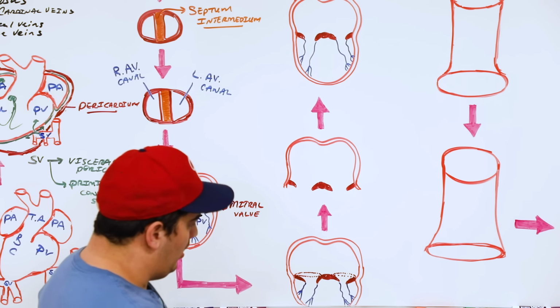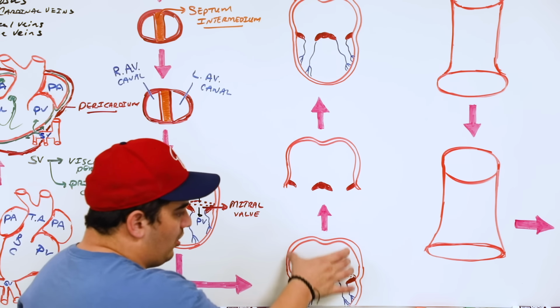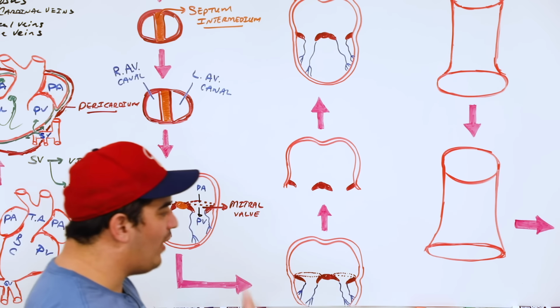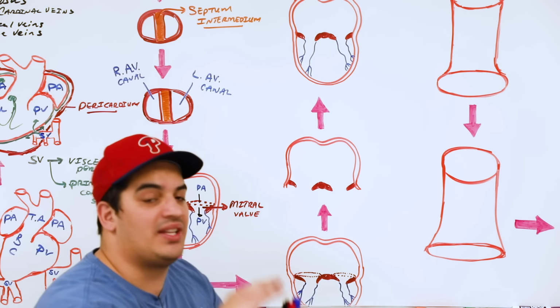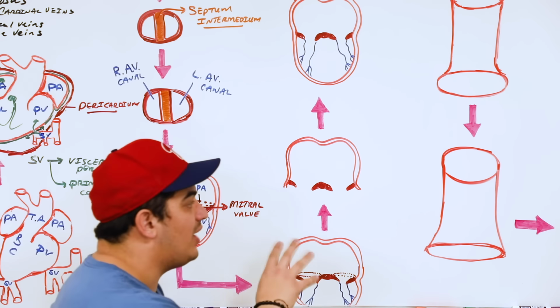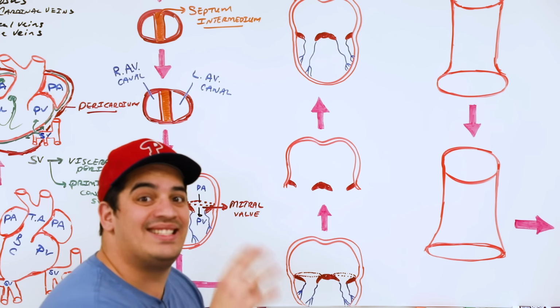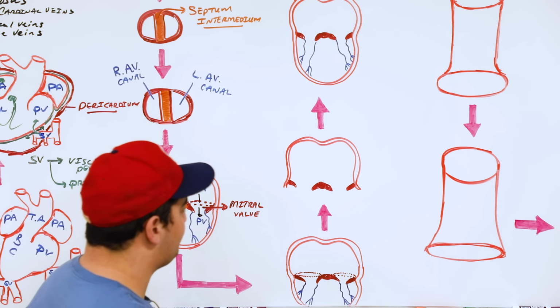Now, the next thing that we have to do, we formed these AV canals on the right and left side. Now let's separate the primitive atria. Let's form a right atrium and left atrium. Now I can't stress enough, this is so high yield. If there's anything that you guys take away from this, this is one of the big ones, because a lot of diseases can develop because of a malfunction in this process.